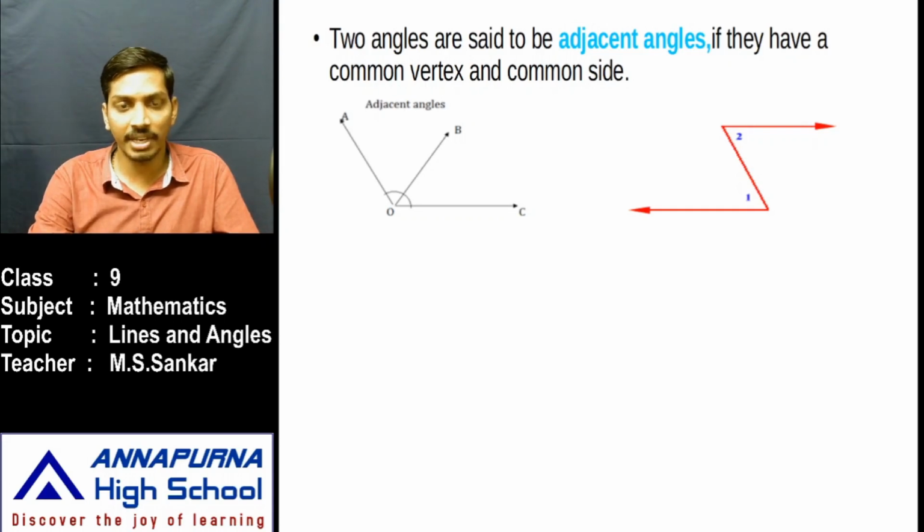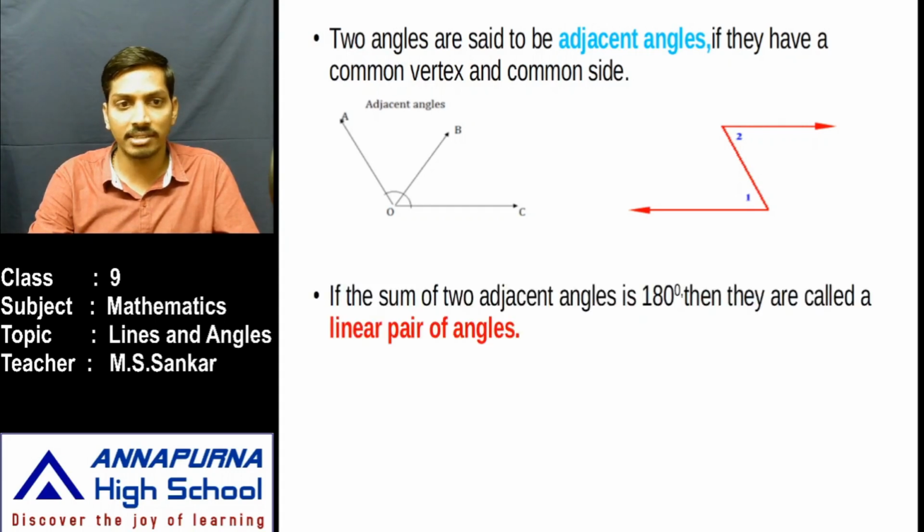See the second figure. Angle 1 and angle 2 are not adjacent angles because angle 1 and angle 2 have a common side but do not have any common vertex. So angle 1 and angle 2 are not adjacent angles.